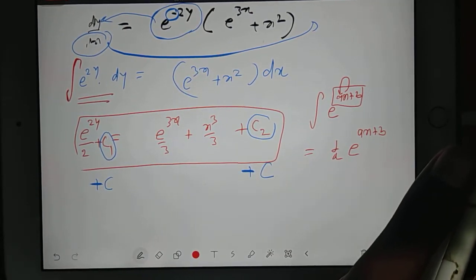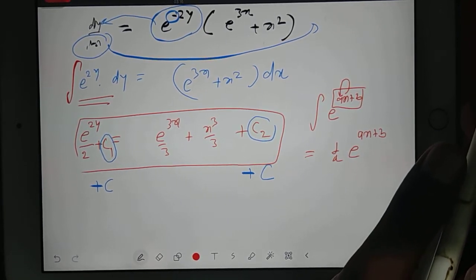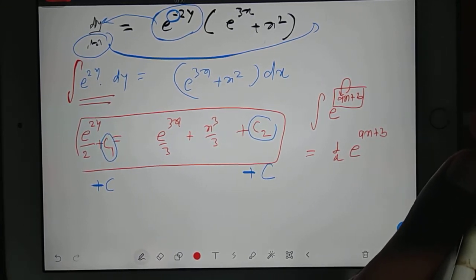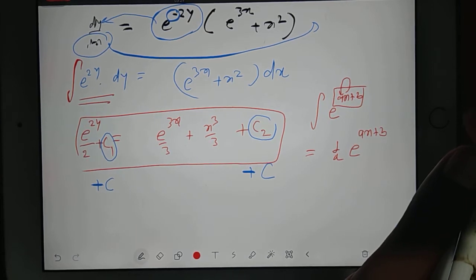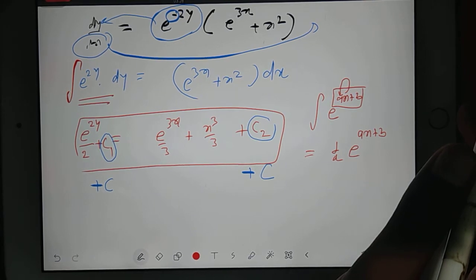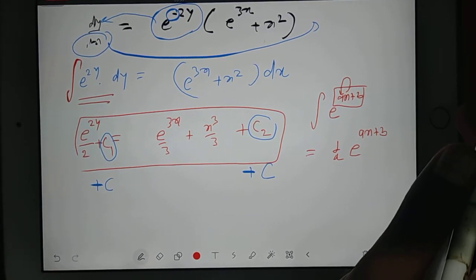Okay, now I'm giving one more question, and this time ask me out. Which one? In that solution you have doubt. Okay, no problem.